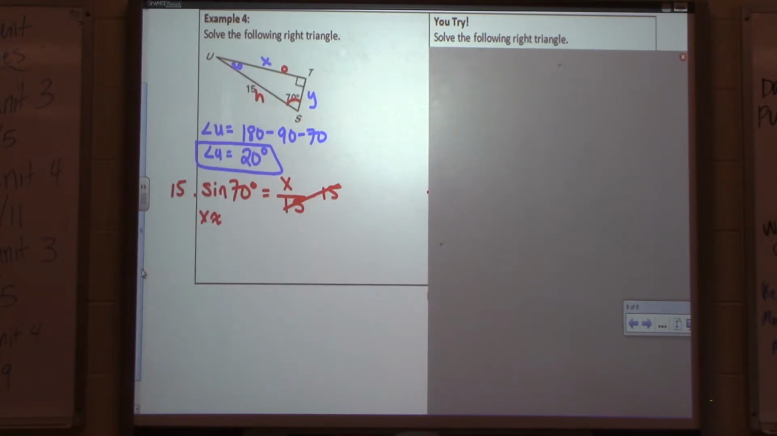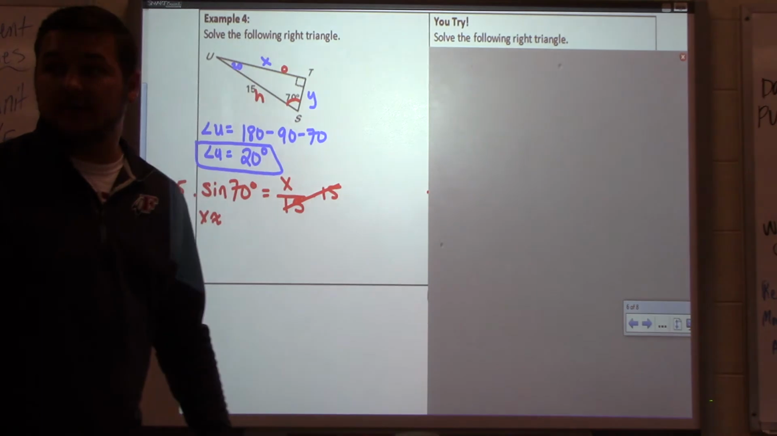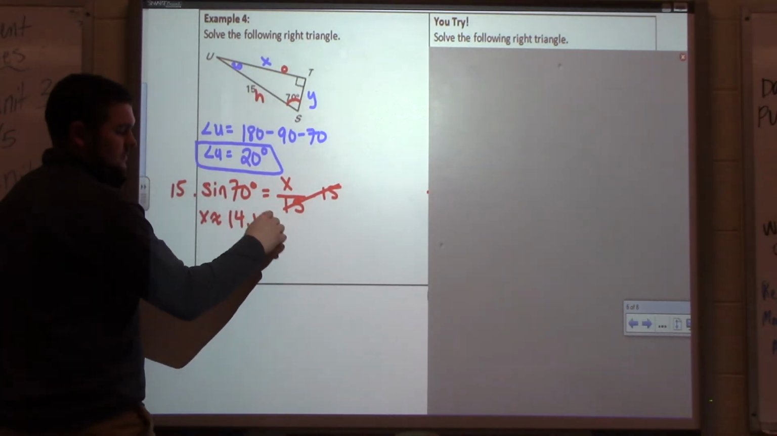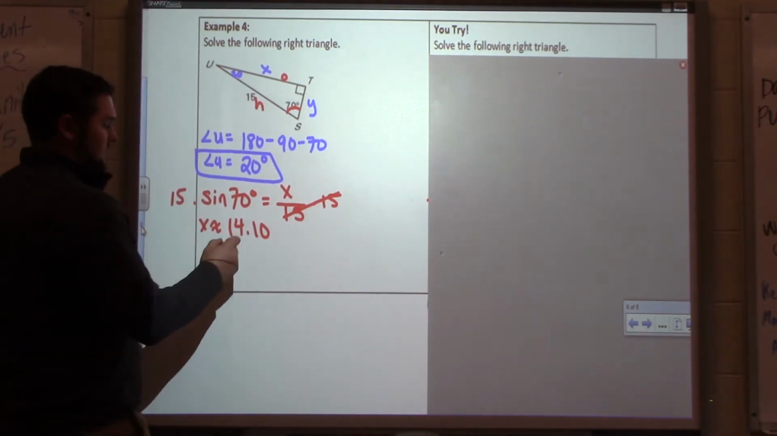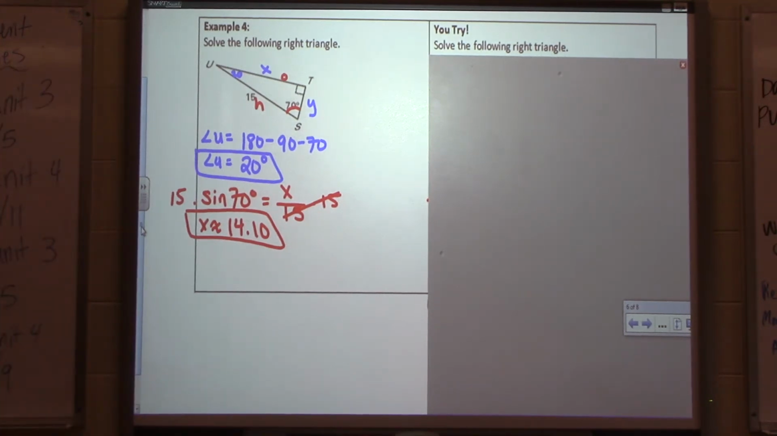14.10. Did we all get that? Right? 15 times the sine of 70 should give us 14.10. Okay. So guys, hey, relax. That's my first side I need to find. I need to find the second side.